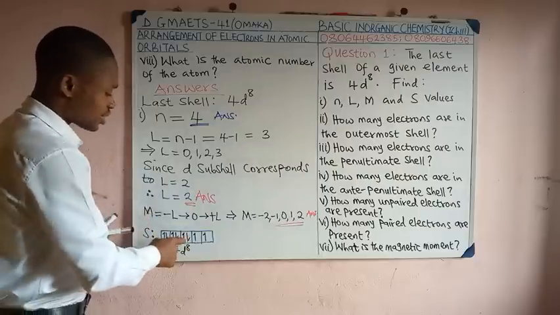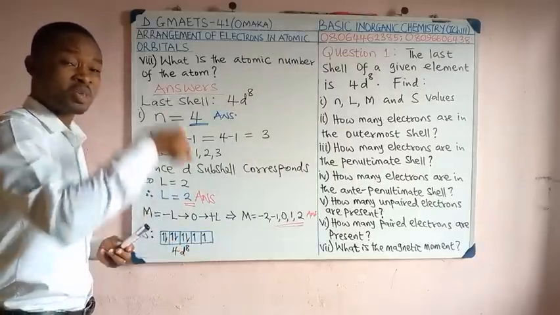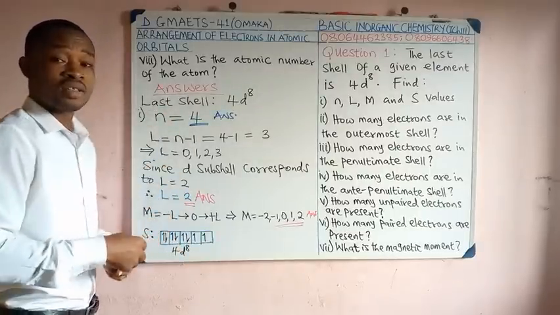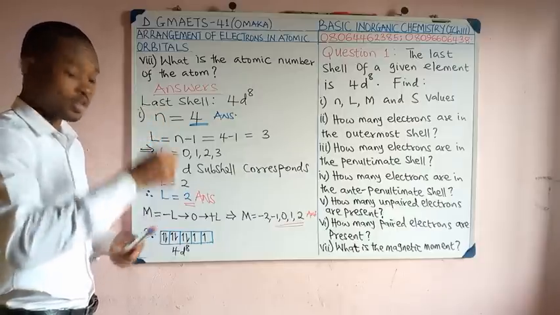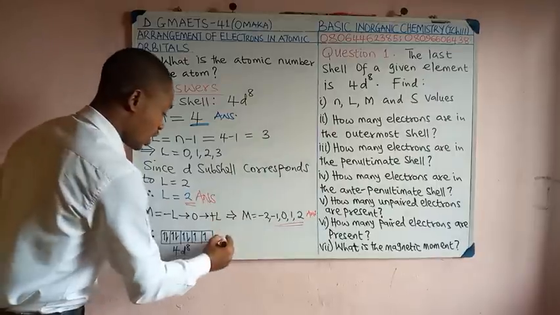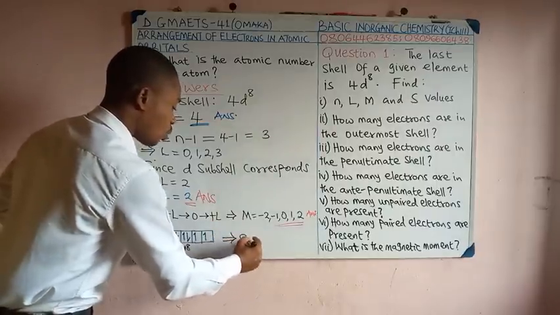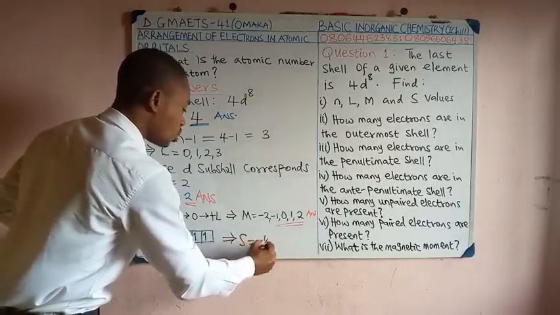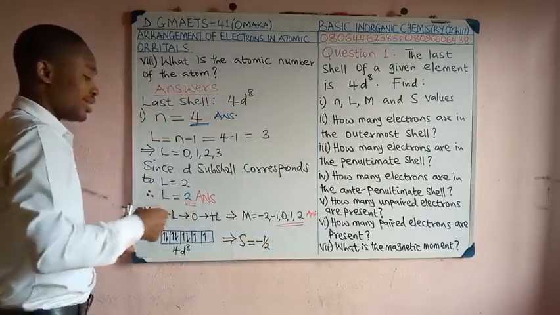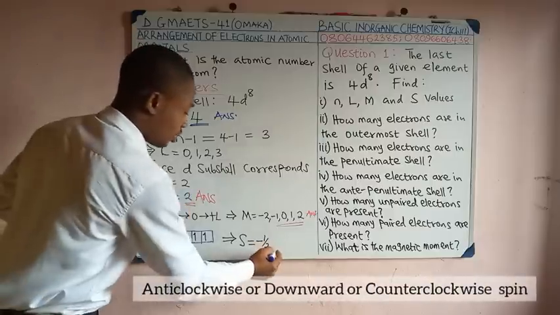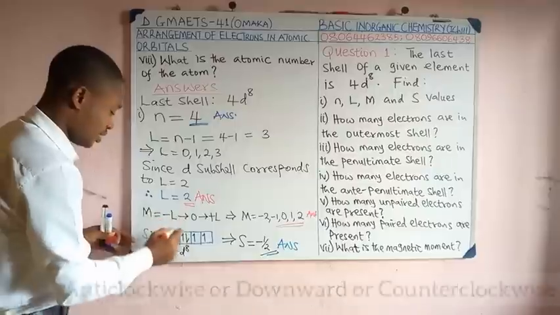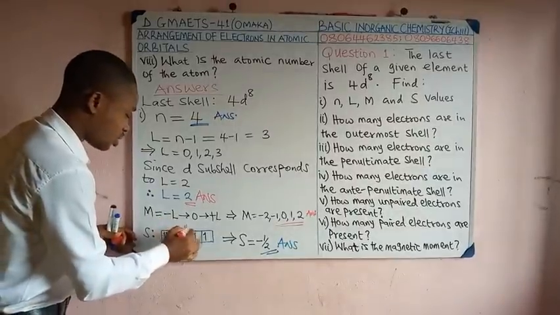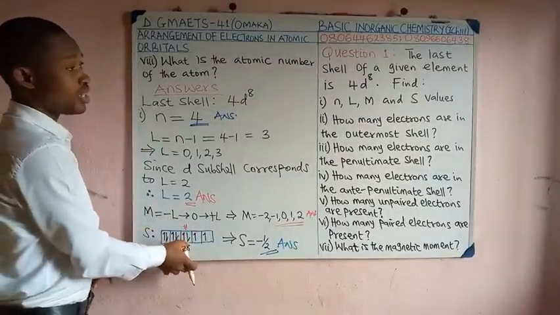Did you take note that the last electron faced downward? The spinning is a downward spin, that is anti-clockwise spin, right? And that corresponds to spin quantum number equal to minus 1/2. So it implies that the spin quantum number is equal to minus 1/2. It's an anti-clockwise spin or downward spin. Answer. Please, the basis is on the fact that the last electron spins downward. This is where we located.